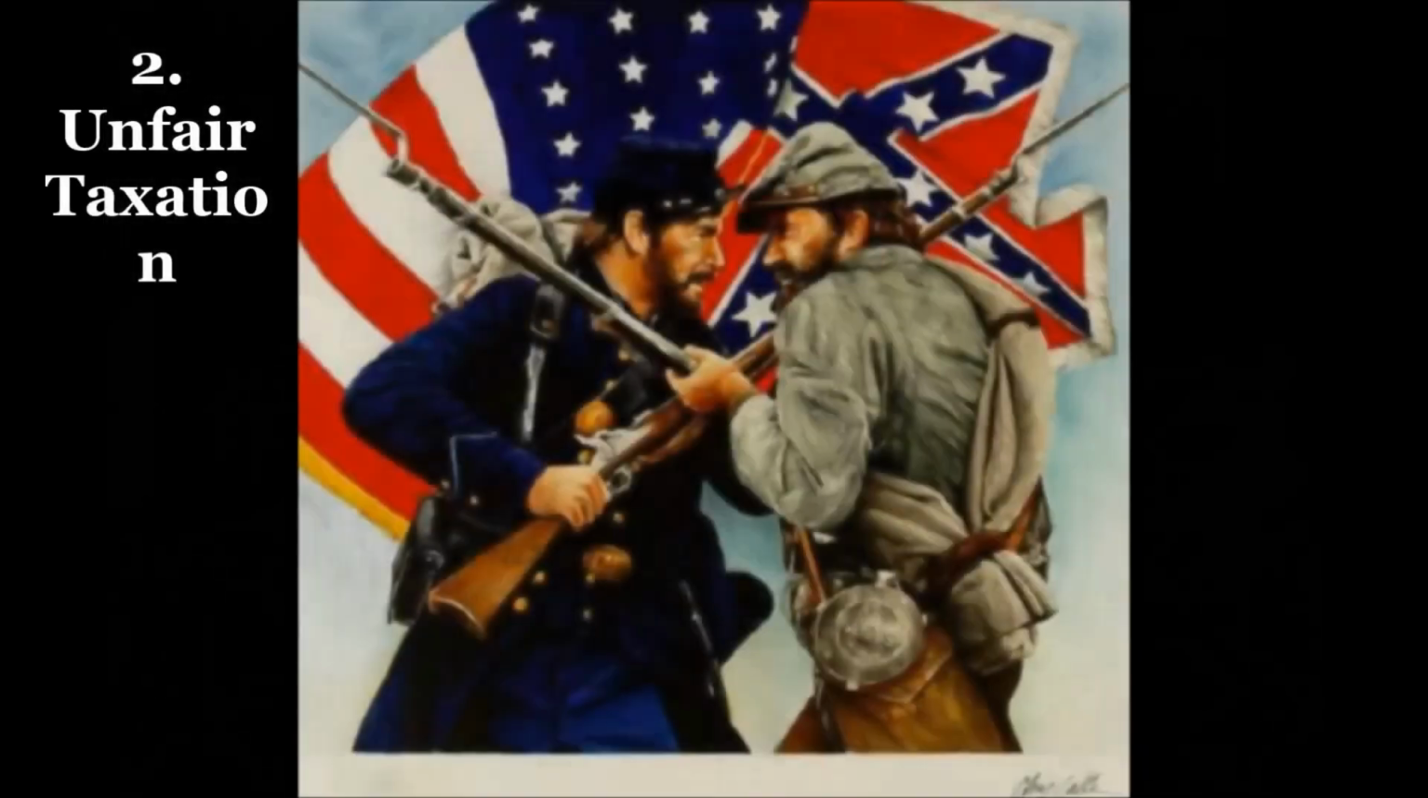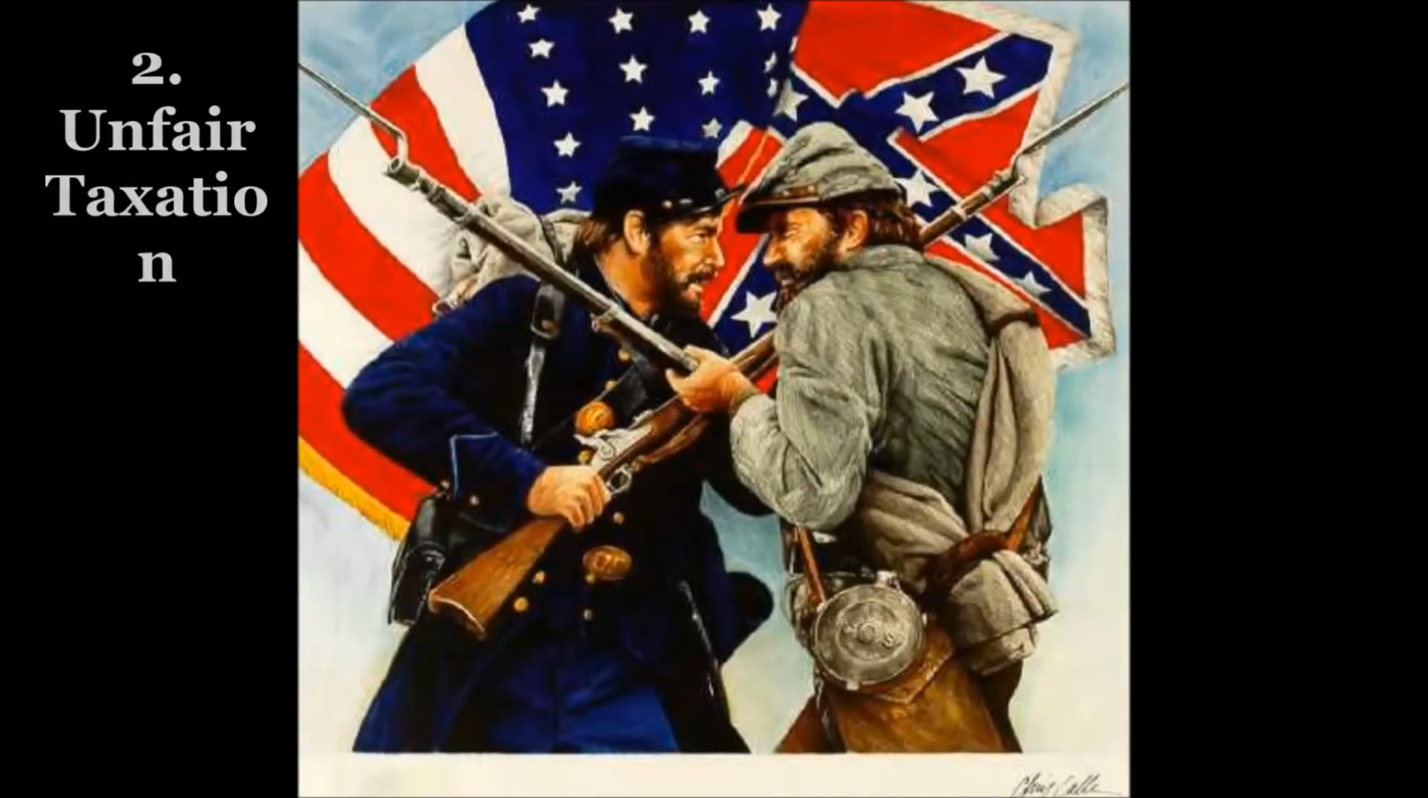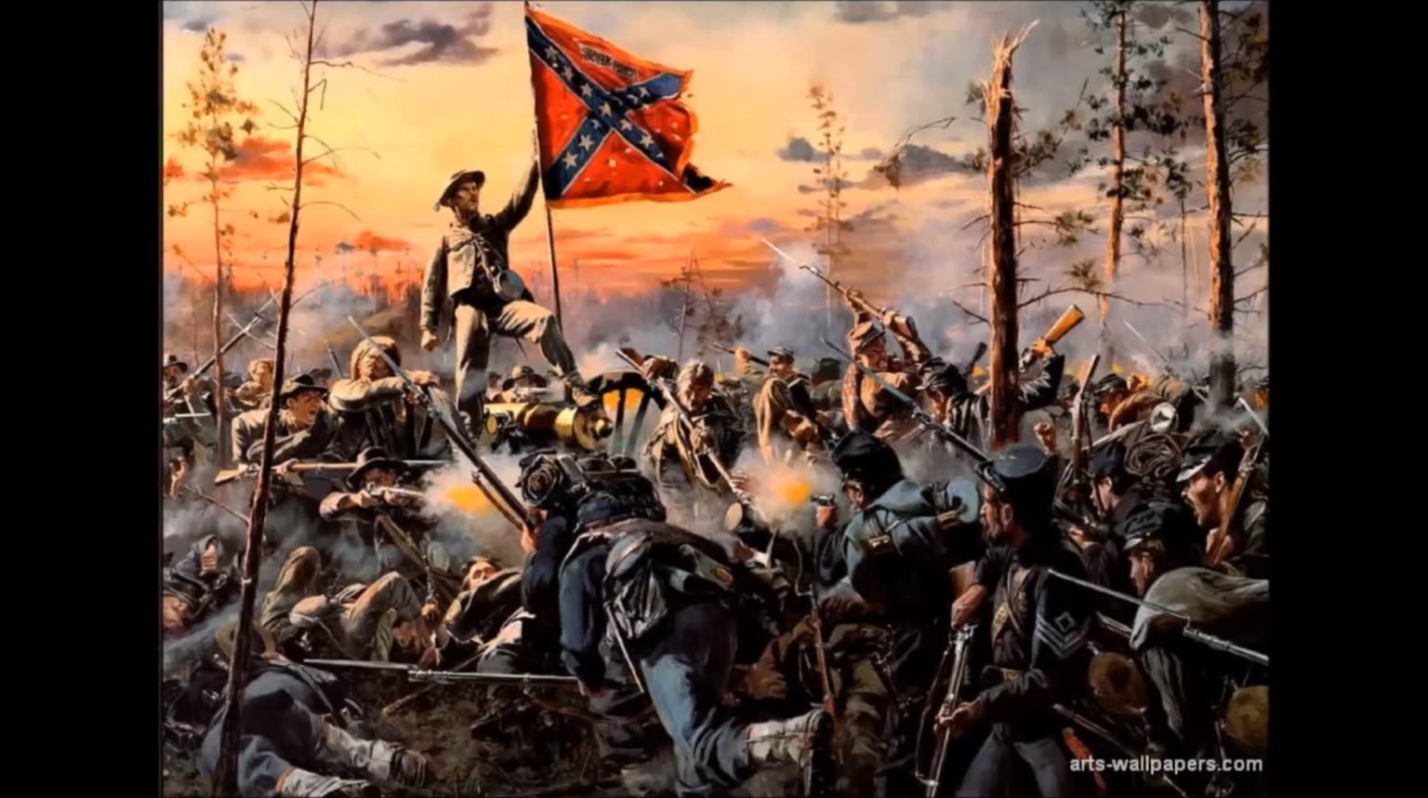Number 2. Unfair taxation. The North and the South relied on each other to produce things. When cotton gained ground in the South, they began selling to cotton mills in England, and the ships would come back with cheap manufactured goods from Europe. Later, the northern factories disliked this idea of the South trading with others, so northern congressmen passed high taxes on imported goods from Europe to encourage Southerners to buy goods from the North.